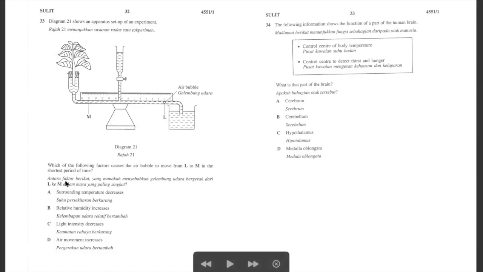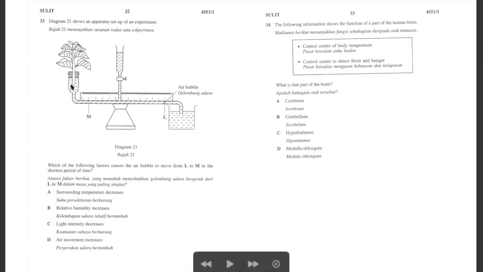Oh, okay, faham. Sorry. This is not about photosynthesis. I think this is about transpiration. Okay, maafkan cikgu. Transpiration. Sebab apa? Transpiration is a process where the water will be lost through stomata of the leaf.